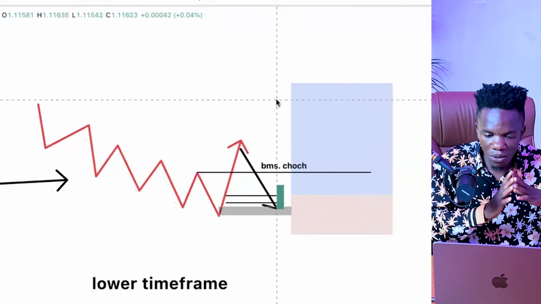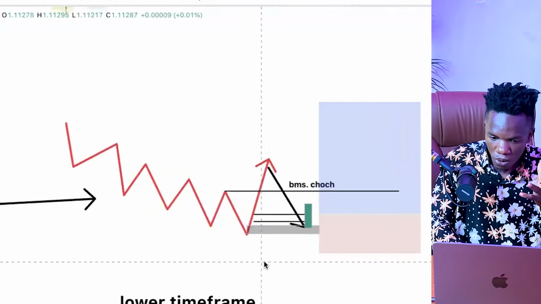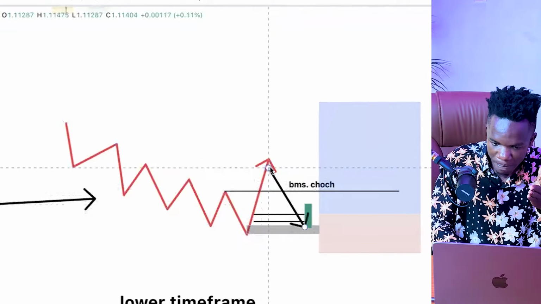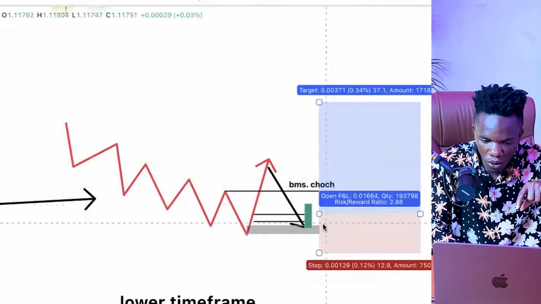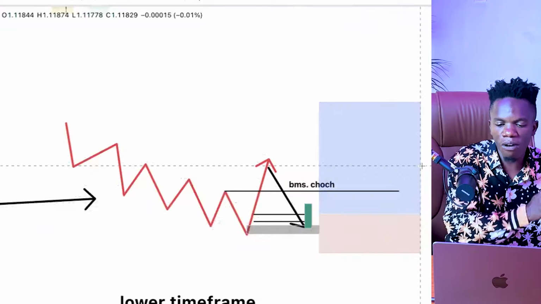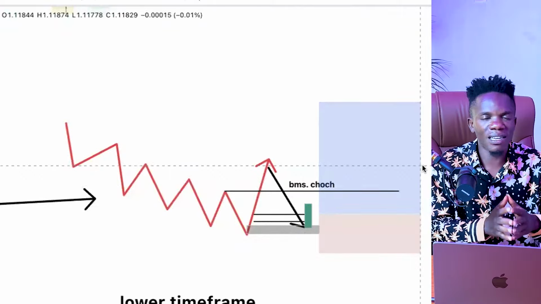Now, this is one beautiful thing I love about what I'm showing you. Remember, people used to use BMS, change of character, as the confirmation on the 5 minutes time frame. Now we are adding another confirmation on top of it, this order block, meaning confirmation on top of confirmation. With all this confidence, there's no way this market is going to go against you.